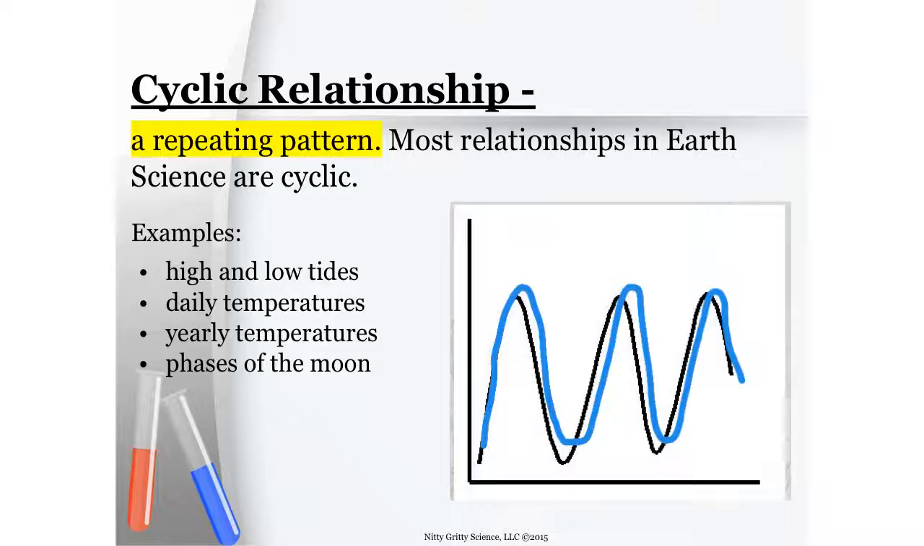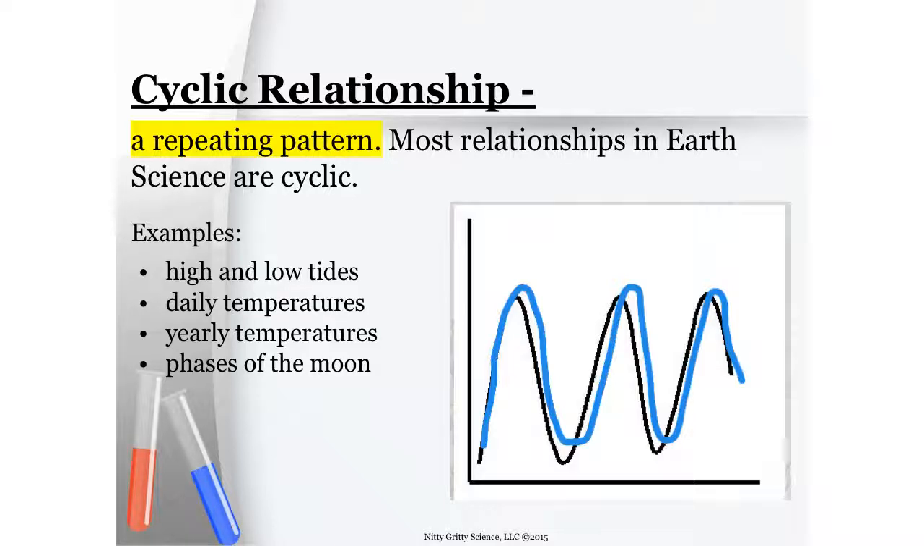We also experience cyclic patterns in our daily temperatures. In the morning, it's colder. It gets hotter during the day, and then it cools back down at night. That's a repeating pattern. Same thing happens with yearly temperatures. It's warm in the summertime, it gets colder in the winter, and then as we get closer to the summertime, it gets warmer again. That's a repeating pattern.